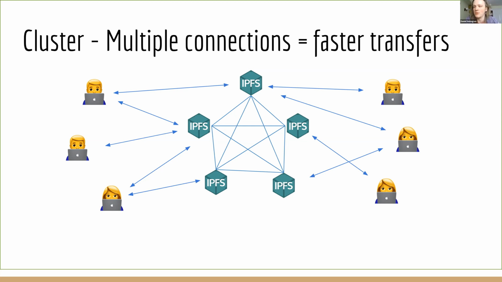So someone running a node in another browser can even connect to you and get some of the files from you. So the more people that are online, the more these files are being served and the higher availability they have and the faster the transfers are.